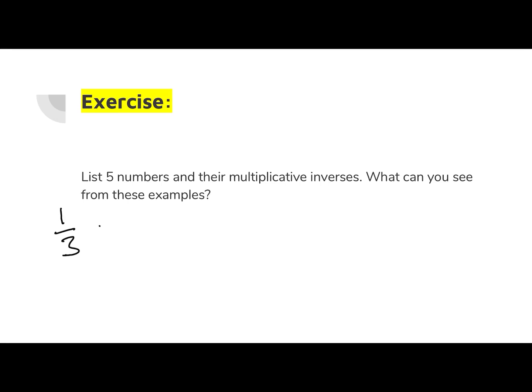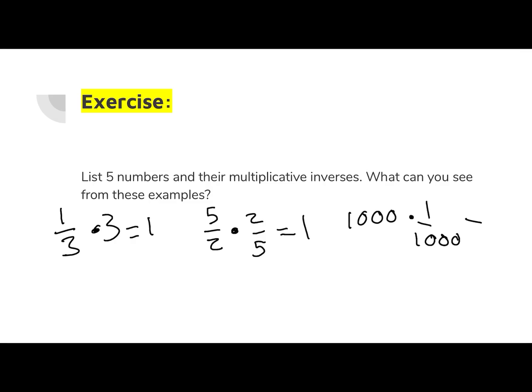All right, so if you thought of numbers like 1/3 times 3, that equals 1. Or 5/2 times 2/5, that also would be a multiplicative inverse. Finally, let's do one more. Let's do 1,000 times 1/1000. So that's equal to 1. Now, what do we see from these examples?